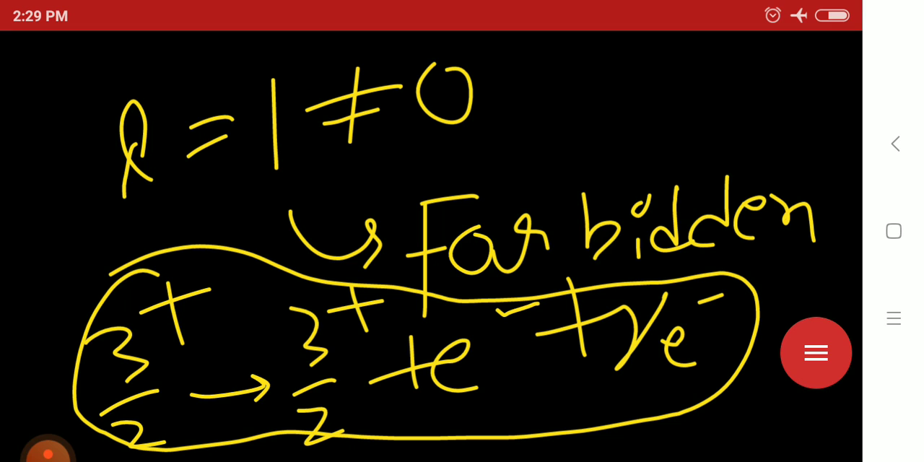First forbidden. So we will discuss more in this case in our next videos.